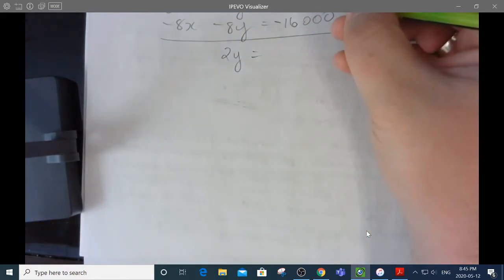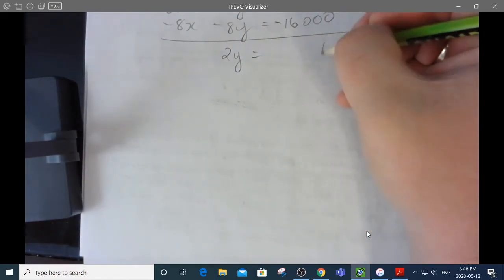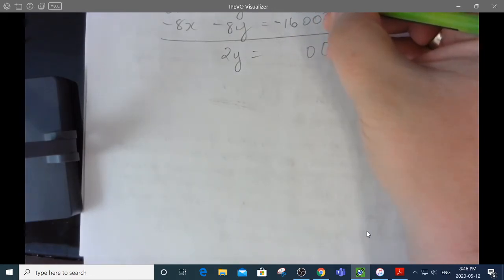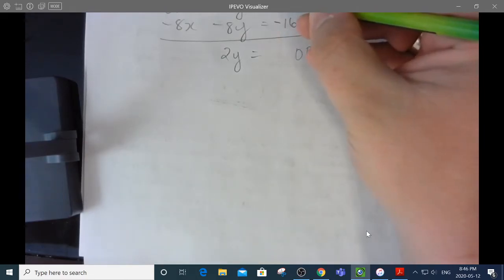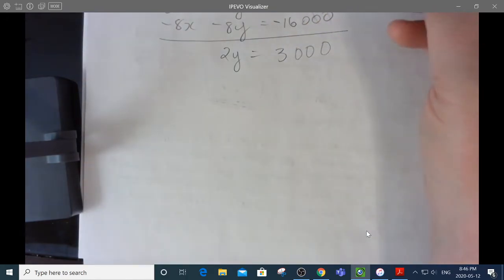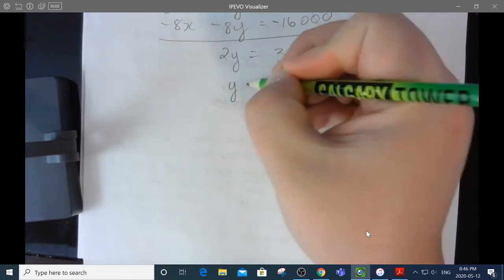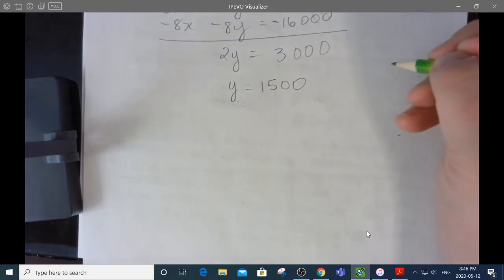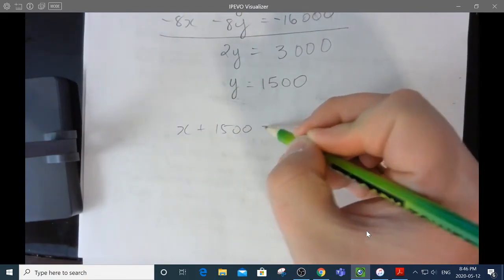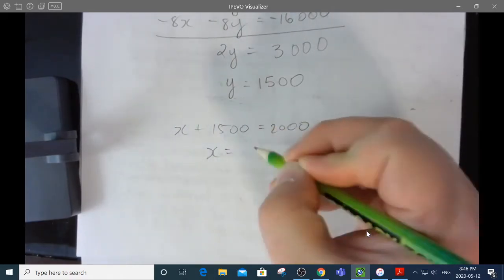Add those equations together, and I get 2y's. I get, let's see, 0 minus 0 is 0, 0 minus 0 is 0. Then I have, I didn't write this very good, they should line up. 0 minus 0 is 0. And then 19 minus 16 is 3, right? Yep. And then I'm going to divide both sides of the equation by 2. And I get myself $1,500 for y. Then I'm going to go back to this equation. x plus $1,500 equals $2,000. So x is equal to $500.